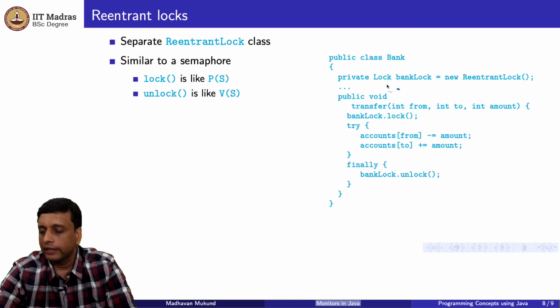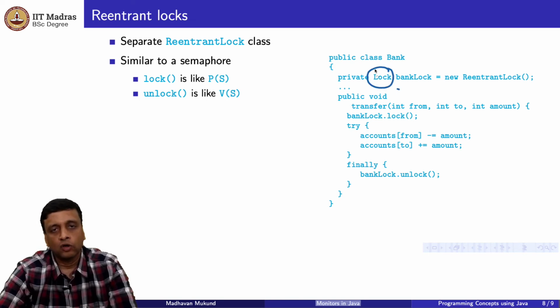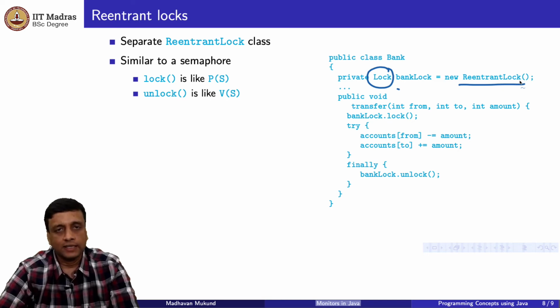There is a data type, a class in Java now called Lock, right? It's in java.util.concurrent. You have a class called Lock, which has different types of lock, and in particular it has this thing called a re-entrant lock. So you create an object of type re-entrant lock, and now I want to do this transfer. This transfer is protected by this particular lock, right?